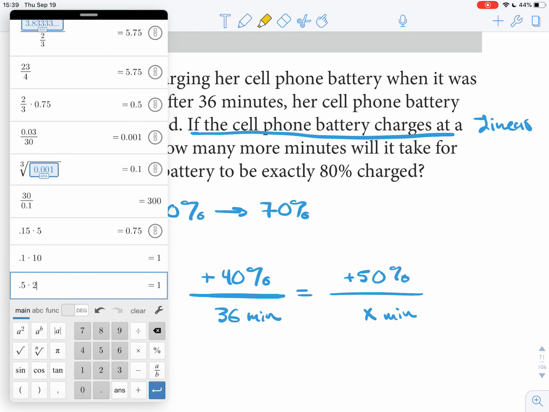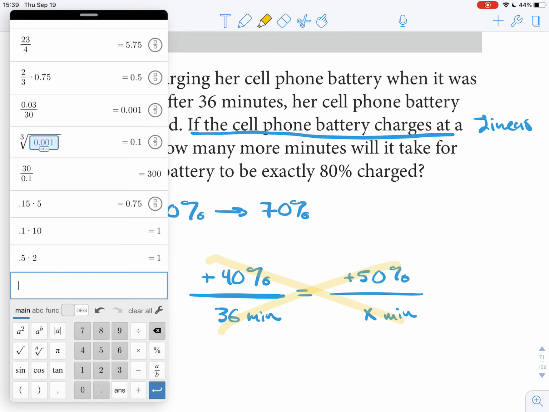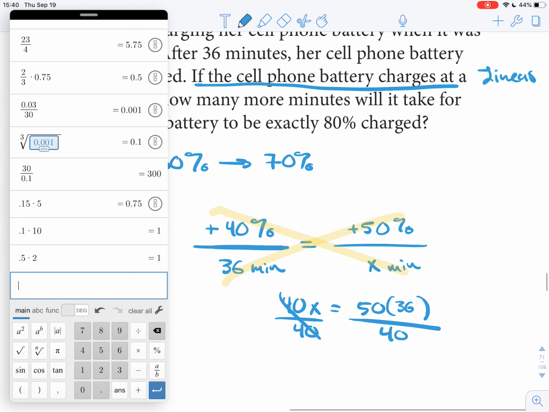We could then cross multiply. I'm using percentages as a placeholder here. I mean, it's like a unit of measure, so we don't need to make them decimals here. So I'm gonna do, as we had said, that'll end up being 40x equals 50 times 36. So then I'm going to end up dividing by 40 on both sides, and that will give me my x.